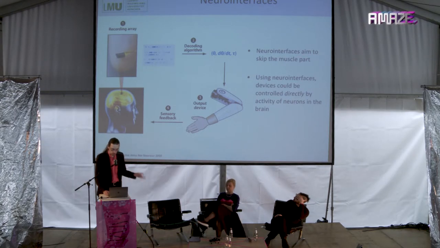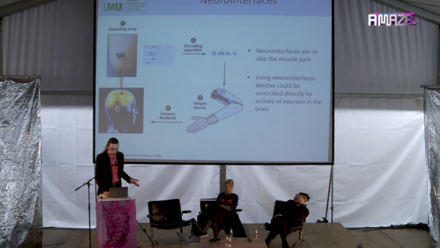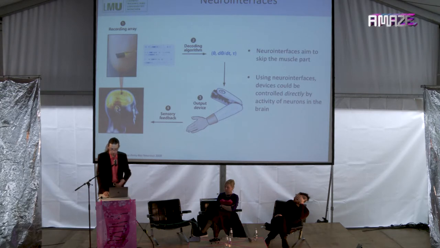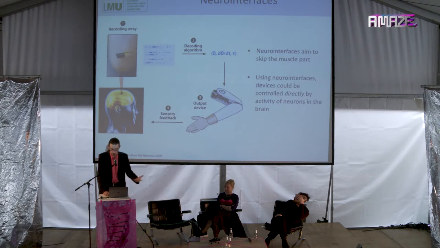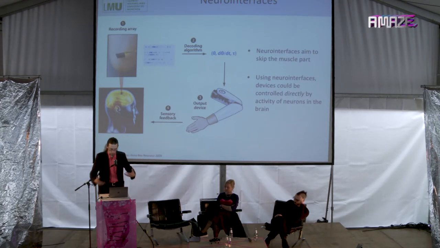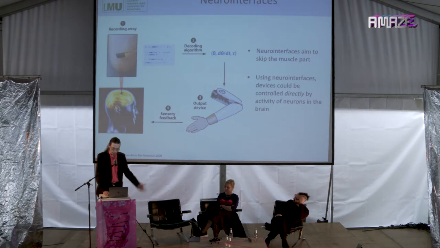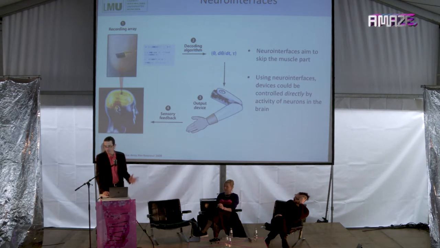Sensory signals bring everything back to your brain, so you basically are now in a feedback loop with an artificial limb, or whatever, so an effector, and you control it directly by your brain without using your muscles.